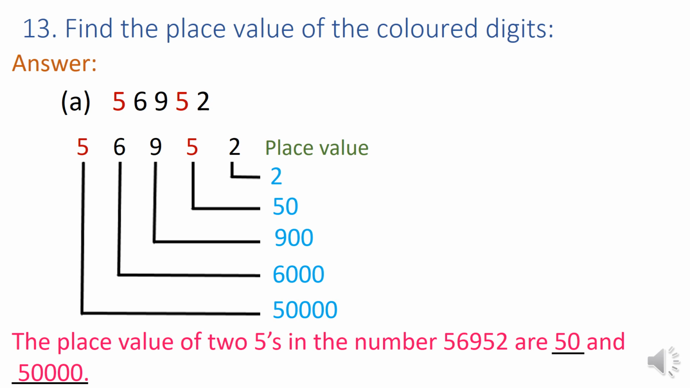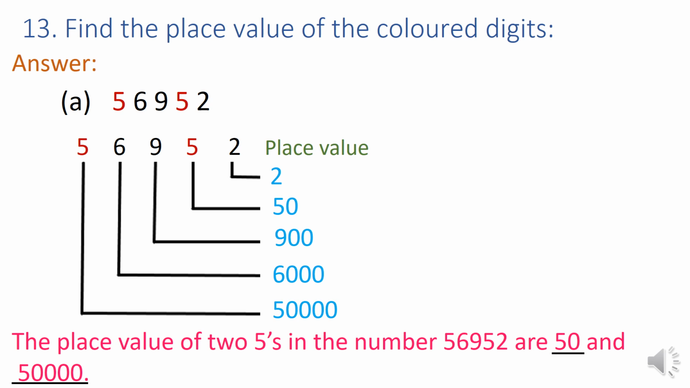56,952. This number has 2 ones, 5 tens, 9 hundreds, 6 thousands and 5 10,000s. So the place value of 2 is 2. The place value of 5 is 50. The place value of 9 is 900. The place value of 6 is 6,000. The place value of 5 is 50,000.